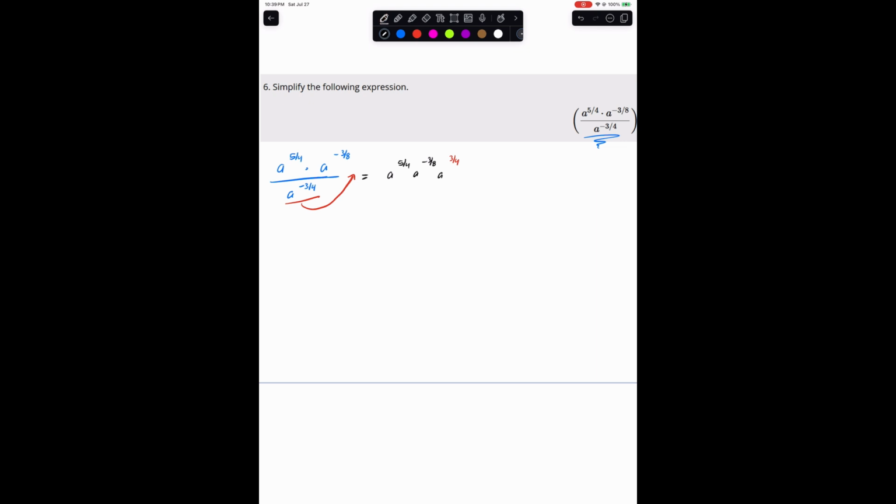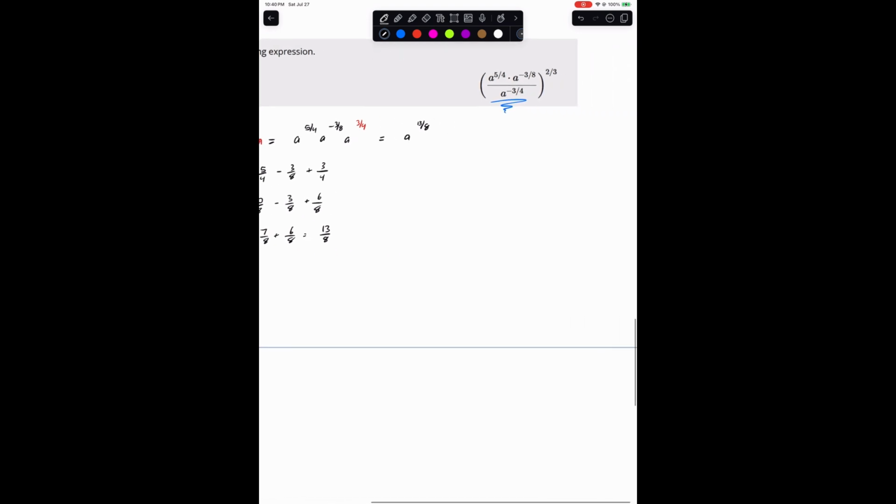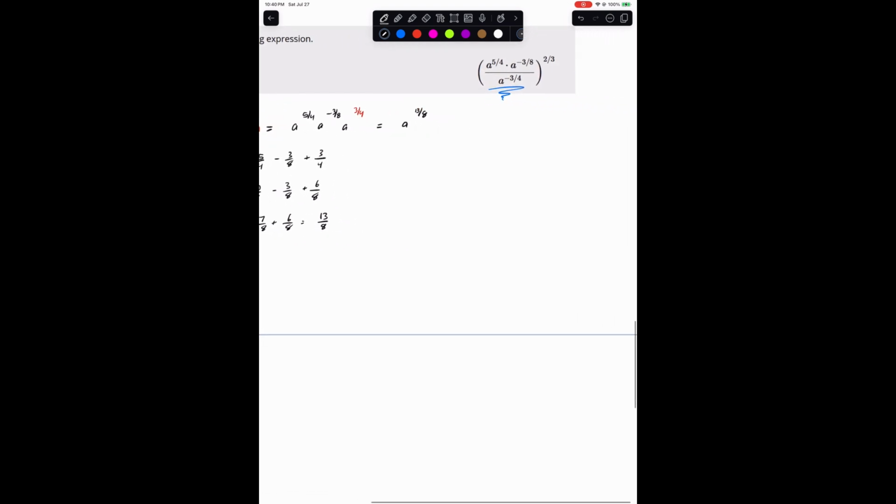You know that using exponent laws, right? When you multiply all these together, you get a as the base, and you add all the exponents together. 5/4 minus 3/8 plus 3/4. This gives you, using 8 as a common denominator, 10 over 8 minus 3 over 8 plus 6 over 8, which is 7 over 8 plus 6 over 8, which is 13 over 8. So my final exponent is 13 over 8, at least for the inside, right?